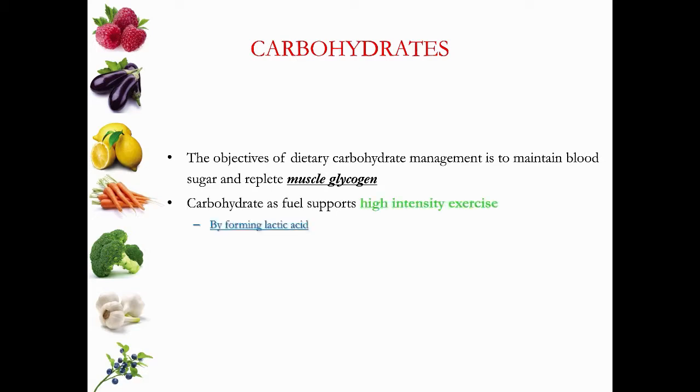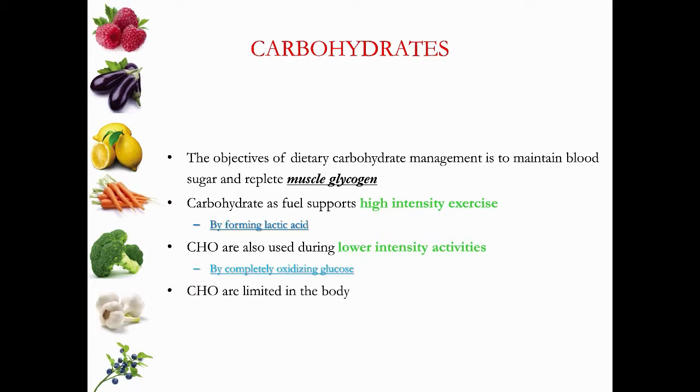During high-intensity exercise, lactic acid is formed to provide us with ATP for muscle contraction. And then as you decrease the intensity and increase the duration, that pyruvic acid can enter into the mitochondria, completely breaking down the glucose molecule. We call this oxidizing glucose, and it provides us with a lot more ATP. But as we've said before, we have a limited capacity to store carbohydrate in our body.